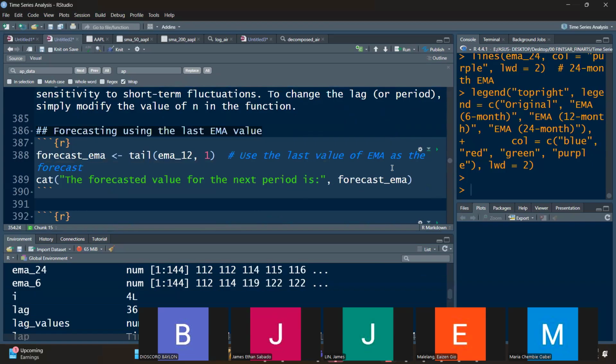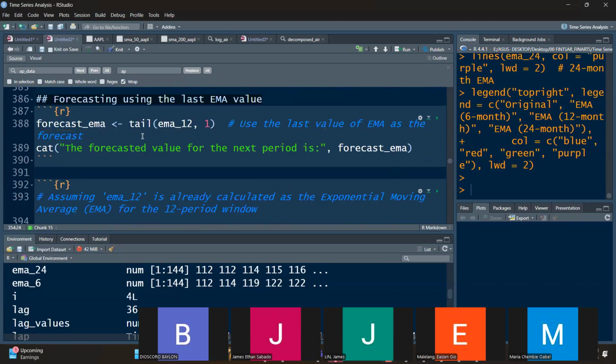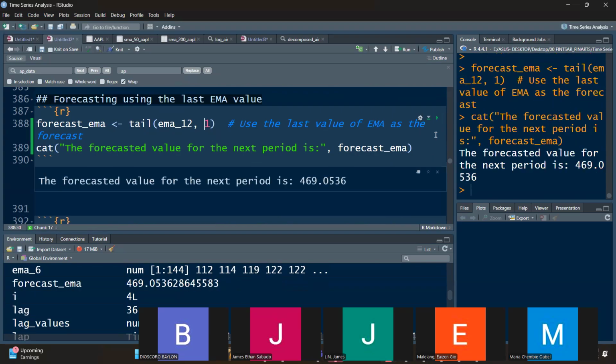Here we're creating this object, forecast EMA. And then we're getting the tail of EMA12, that's our model, and then we get the last value there. So we're printing the forecasted value for the next period, this object. You're interested in getting what will be our forecast for the next period.